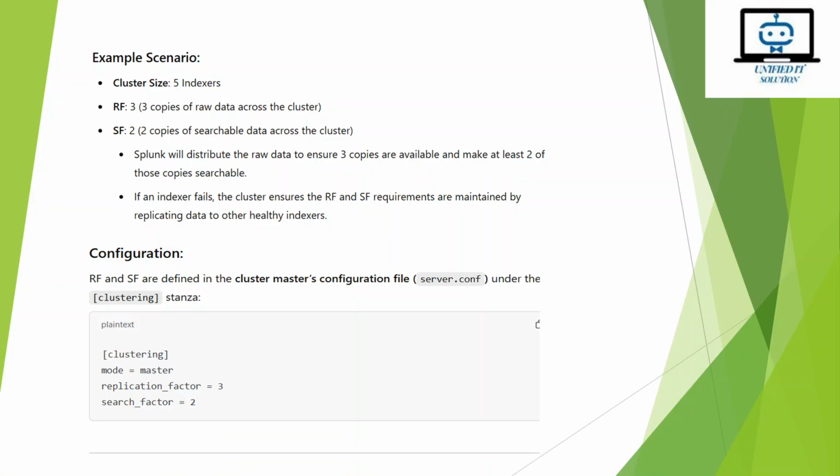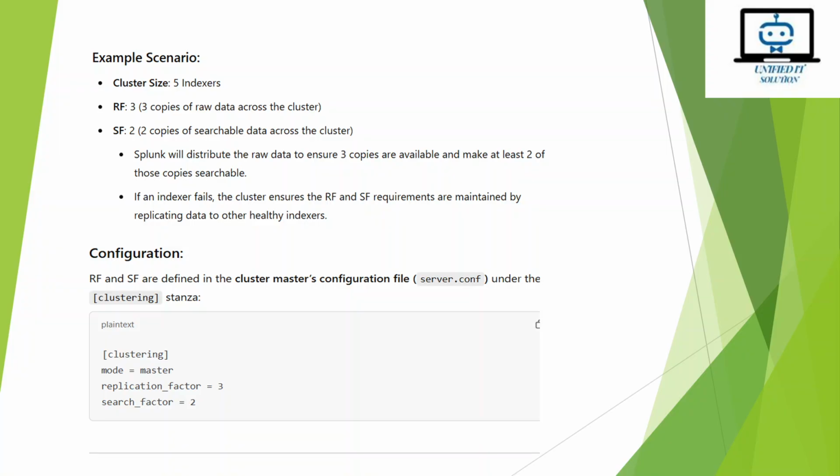Okay, let's take an example scenario. Cluster size: we have 5 indexers, replication factor RF is 3, meaning 3 copies of raw data across the cluster, and search factor is 2. So Splunk will distribute the raw data to ensure 3 copies are available and make at least 2 of those copies searchable. How many replication copies you make will directly increase your cost, and the search factor as well. With 3 replication copies and 2 search copies, only 2 copies will be searchable, and the other 1 copy will be in compressed format. That copy is also an original, complete copy of the data, but it is compressed.